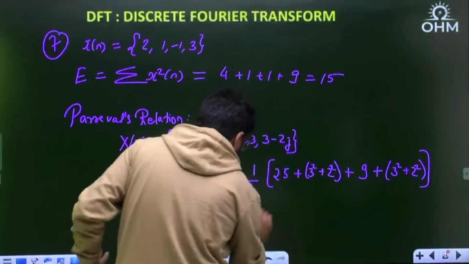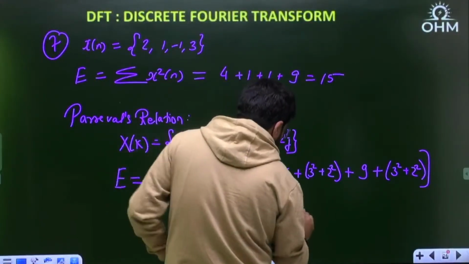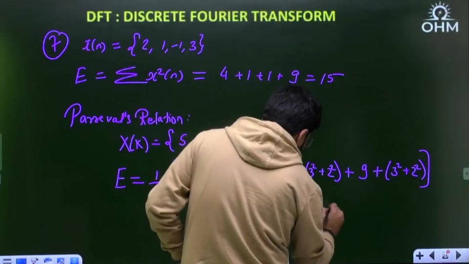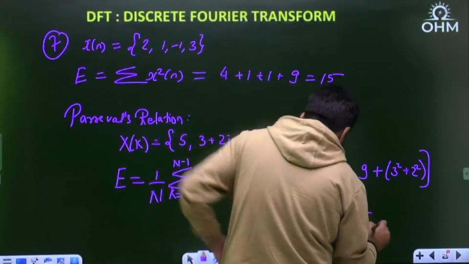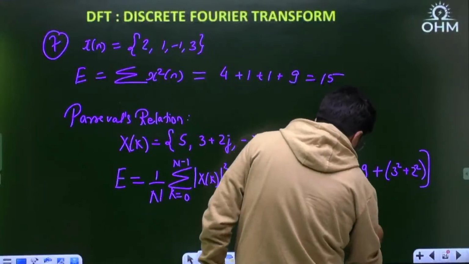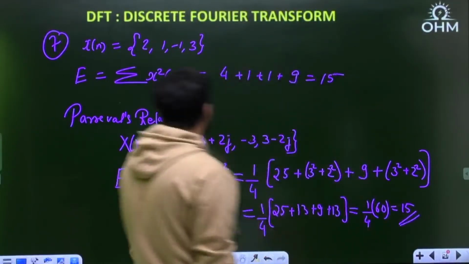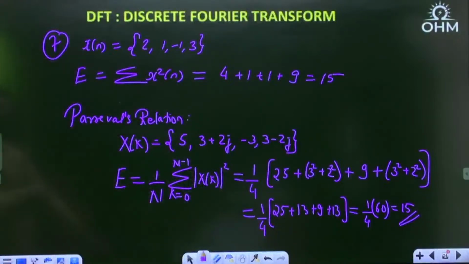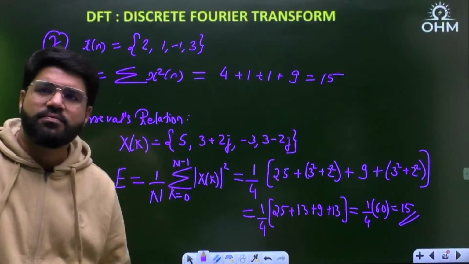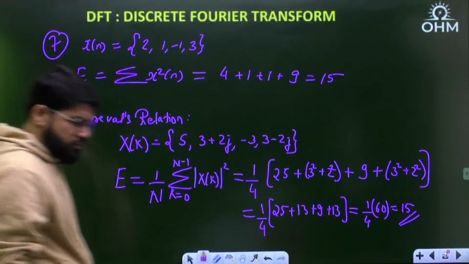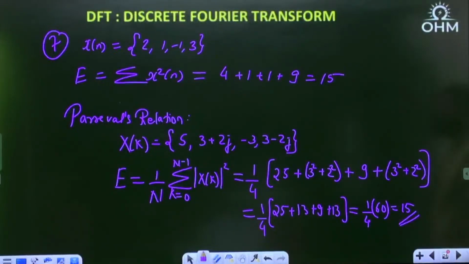Now see the calculation, it should match with our previous answer. So it is 25, and then 3 square plus 2 square is 13, plus 9, and again 13. So the total is 60. 1 by 4 times 60 is equal to 15. That's it. Done.